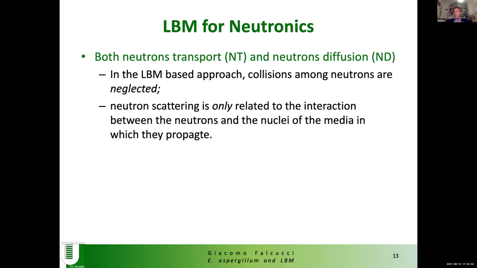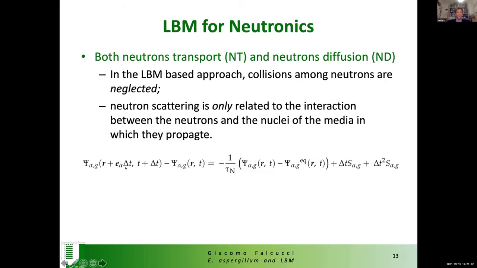Okay, neutronics. What is neutronics? Neutronics is the basic transport of neutrons or diffusion of neutrons inside the reactor, okay? In LBM, usually the collisions among neutrons are neglected and neutrons scatter just within the media in which they propagate, okay? With many different laws.